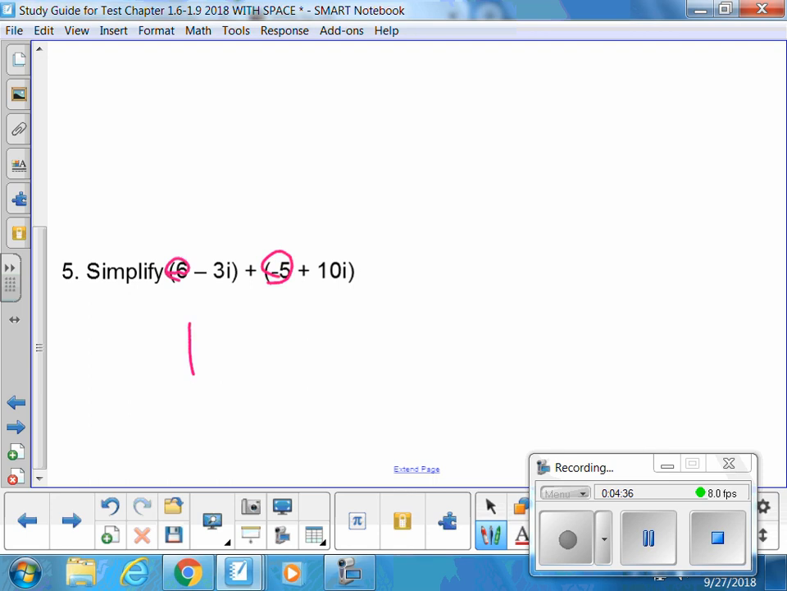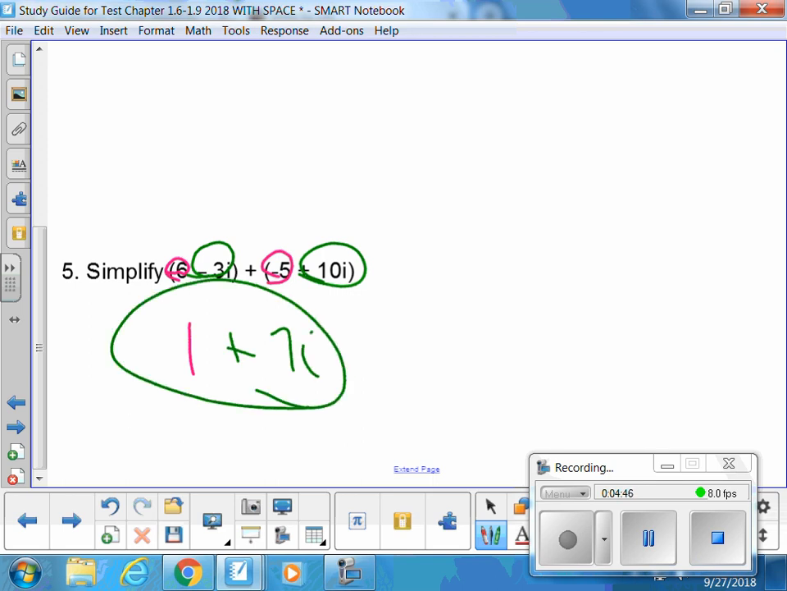6 and -5 is 1. Add your 2 green numbers together. -3 and 10 is 7. That's all you have to do. That number 5 was actually a piece of cake.